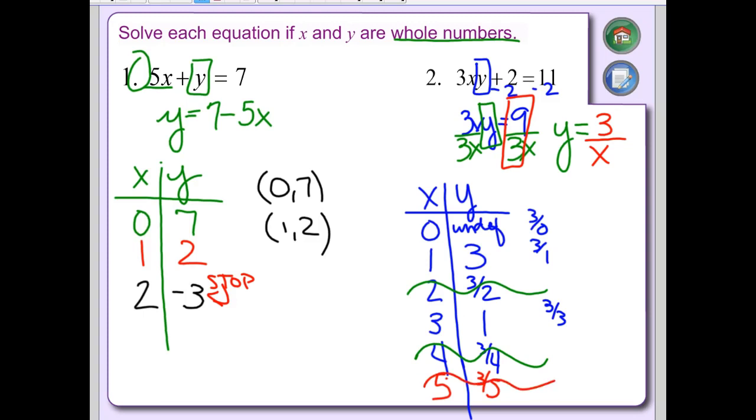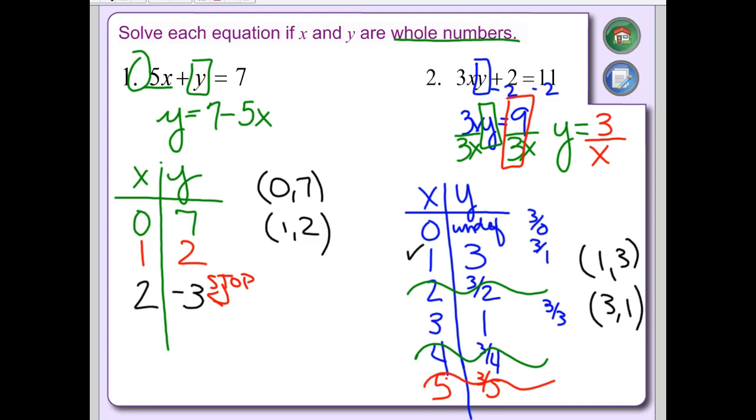Do you realize we can stop now? Because we're going to get smaller and smaller fractions. All right? Okay, so how many solutions do I have? Okay, I have two whole number solutions. Okay, and my whole number solutions would be 1, 3, and the second one is 3, 1. All right?